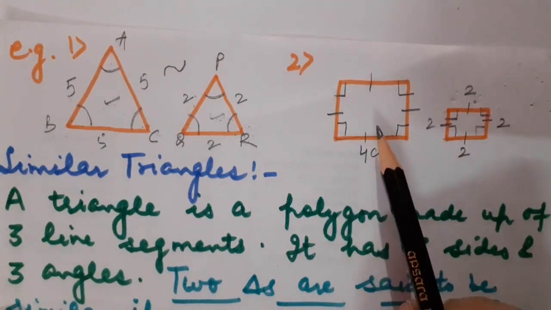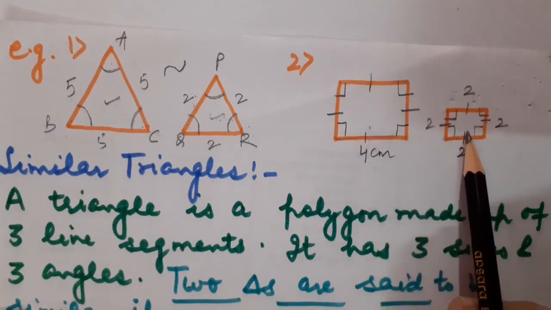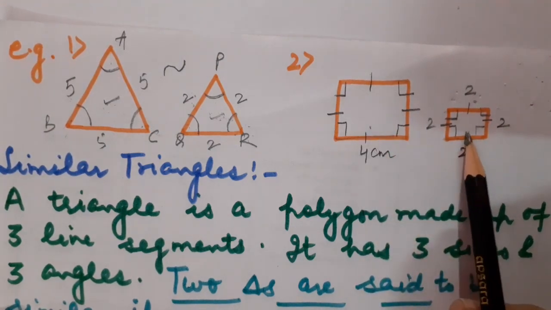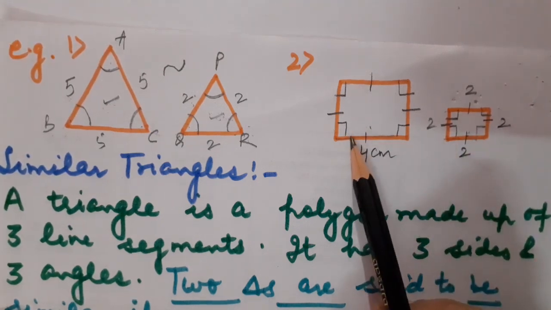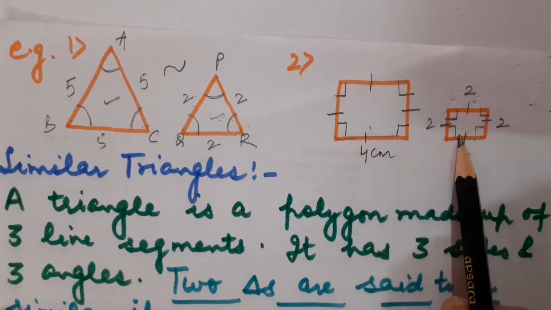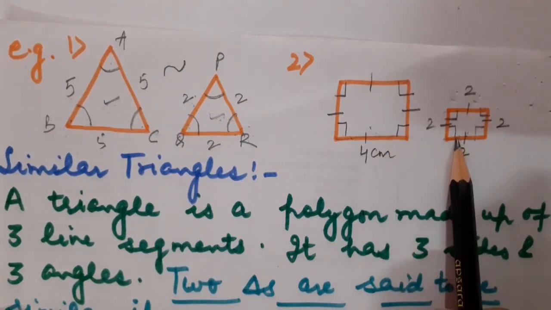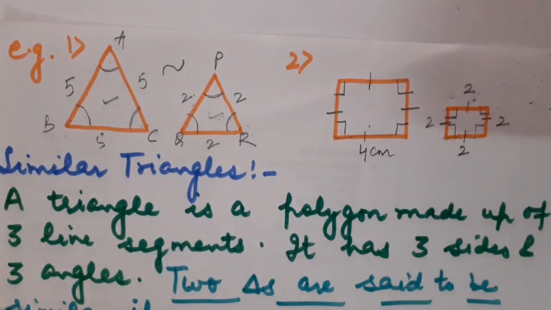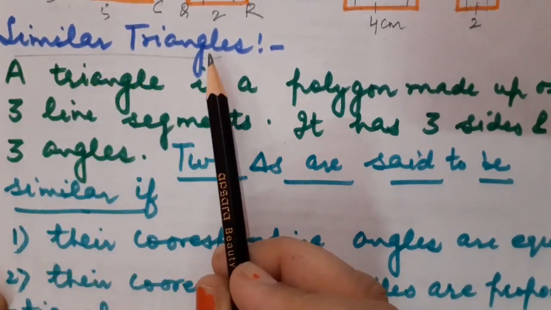So as the ratio of each and every side of the first square is equal to the ratio of the corresponding sides of the other square, and each and every angle of the first square is equal to the corresponding angles of the other square, these both figures will also be similar figures. Got it, children? Through this example, I have explained to you basically the concept of similar triangles.